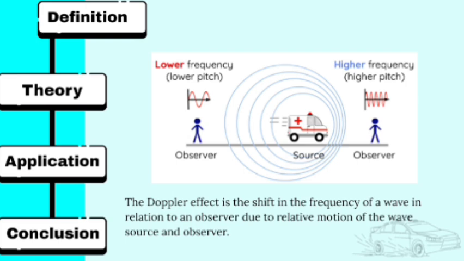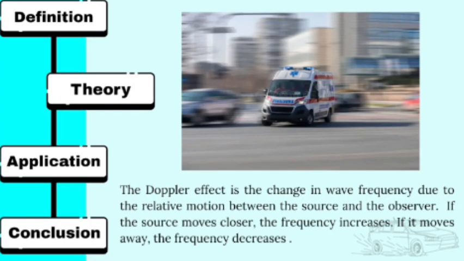The definition of the Doppler effect is the shift in the frequency of a wave in relation to an observer due to relative motion of the wave source and observer. Now, let's proceed to the theory. The theory of the Doppler effect is the change in wave frequency due to the relative motion between the source and the observer. If the source moves closer, the frequency increases. If it moves away, the frequency decreases.